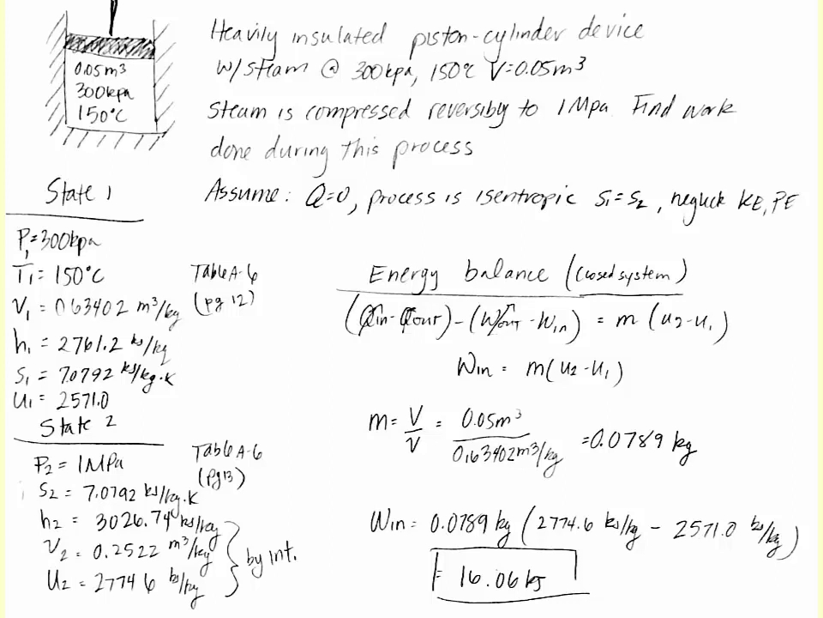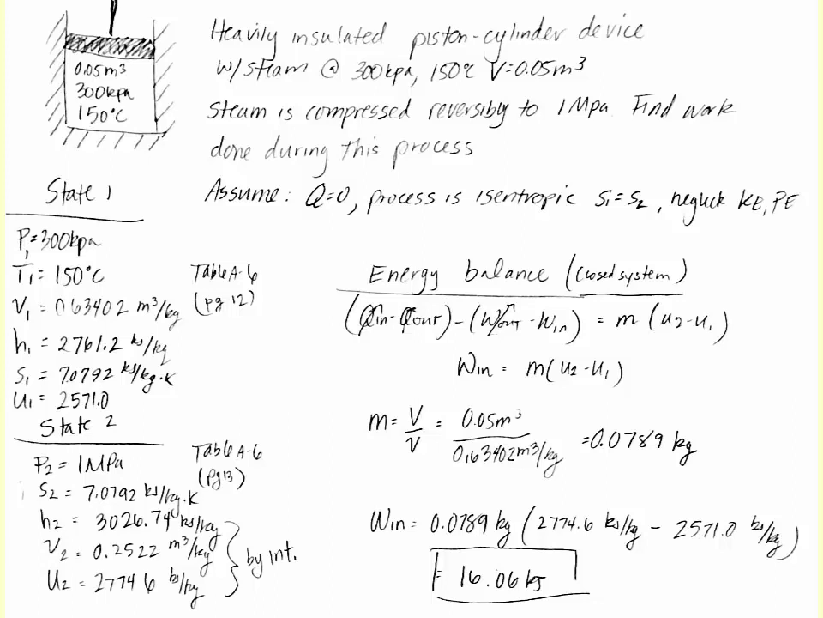We don't know the mass. We could calculate just the work per unit mass, but it doesn't say the specific work or the work per unit mass. We want to calculate the total work. Do we have a way of figuring out the mass? Yeah, so we have the volume, and we looked up the specific volume at the initial state. So the mass is equal to the total volume divided by the specific volume of state 1. The mass is not going to change, but the volume does change, which means the specific volume changes as well.